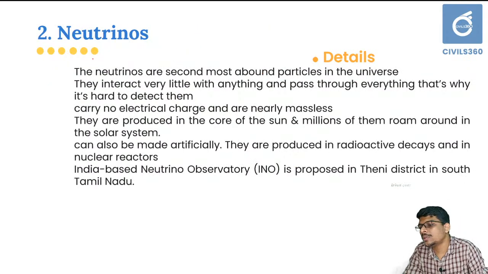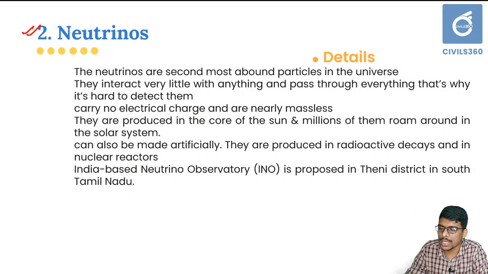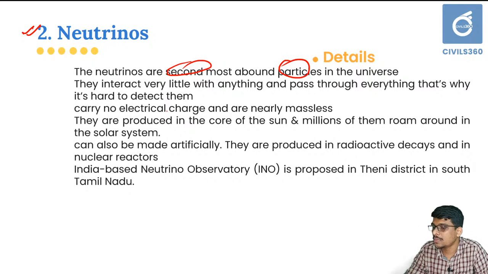But related to that, you should also understand the importance of neutrinos. The related topic will be neutrinos. What is a neutrino and what is the use of neutrinos? Neutrinos are the second most abundant particles in the universe. You should also find out what is the most abundant particle in the universe. Just search for it, find it. Okay, the second most abundant particle in the universe.